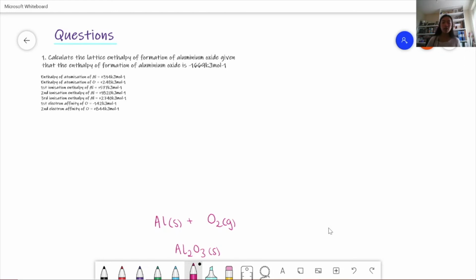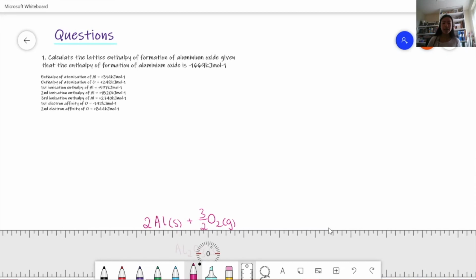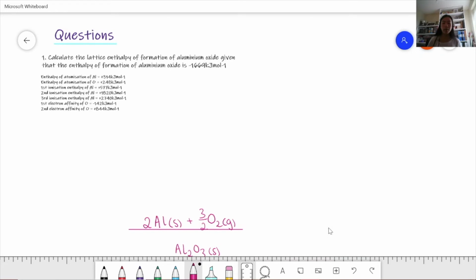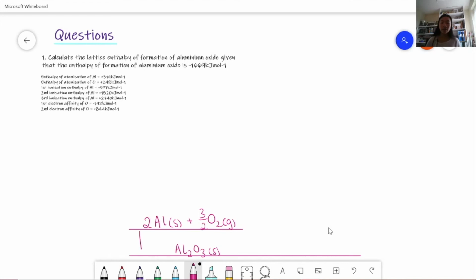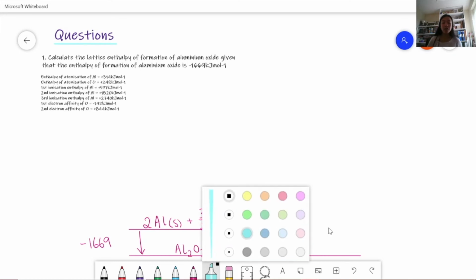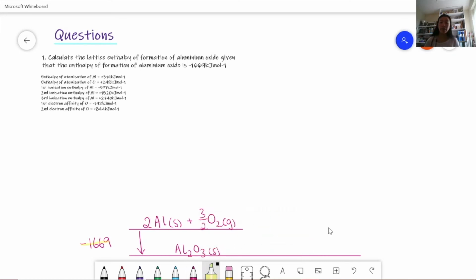And now we need to balance this equation. So that means I need 2 aluminiums and 3/2 oxygens. And then I draw the lines to indicate the levels, and we draw the bottom one a bit longer. Now I have an arrow going down because this is an exothermic reaction, because we're forming bonds, so heat energy is given out. And I put in the value of minus 1,669. I'm just going to highlight that so it's easier for me to see when I'm looking at the figures later.